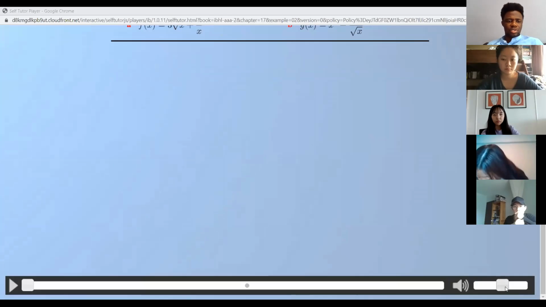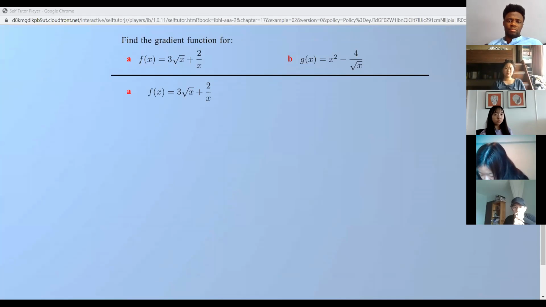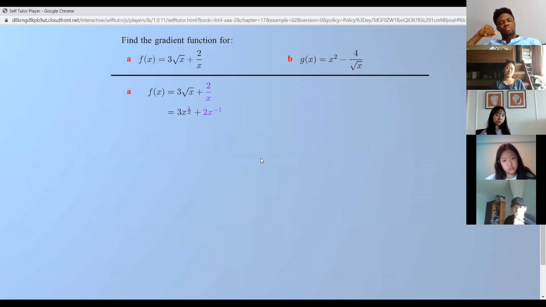And it starts now. The rule for differentiating powers of x also applies to fractional powers of x. Look at the function to be differentiated in part A. We use the laws of exponents to write the terms in the form of a constant multiplied by a power of x. For each term, we can apply the rule for the derivative of x to the n.